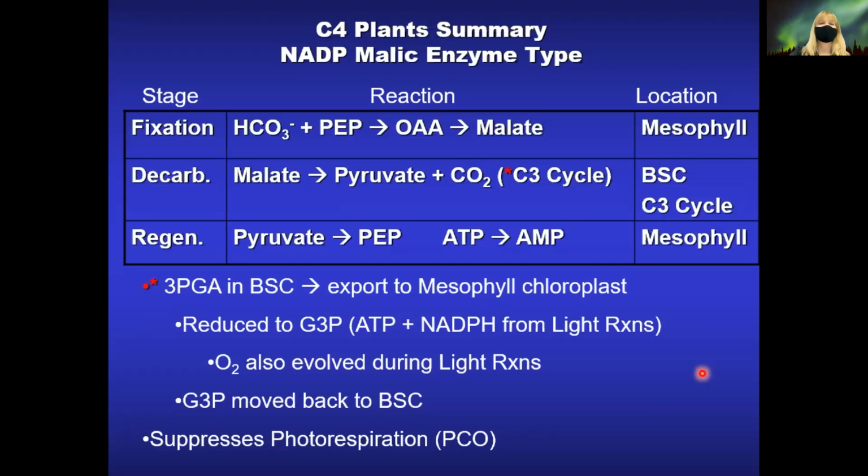Your book does discuss it too, as well. But we have to stop there. So we're going to just wrap up C4 plants next time. And then we'll also get into another adaptive strategy to suppress the PCO cycle with the CAM plants. We'll do that next.